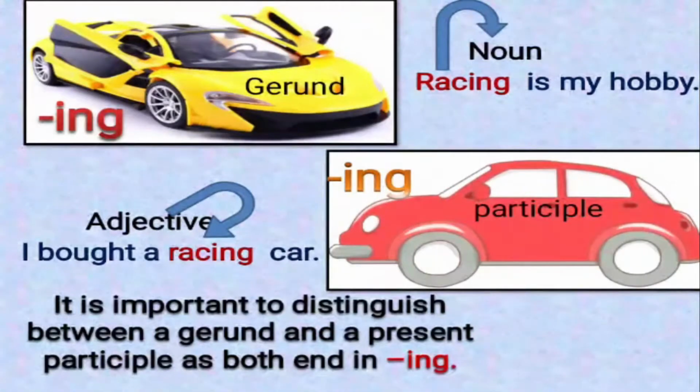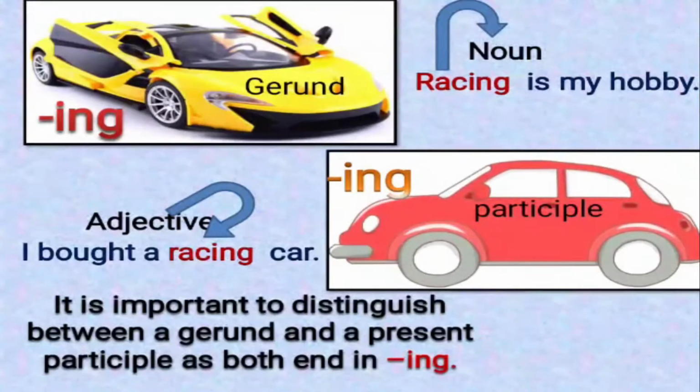Now we need to be careful when we talk about the non-finite verbs, gerunds and participles, because both gerunds and participles end in ing. Both of them are added to a verb with ing, but the only difference is that the gerund acts as a noun whereas the participle acts as an adjective. Both are non-finite verbs. So let's look at this example. Racing is my hobby. What is my hobby? Racing. So racing is the noun here and therefore it is the gerund.